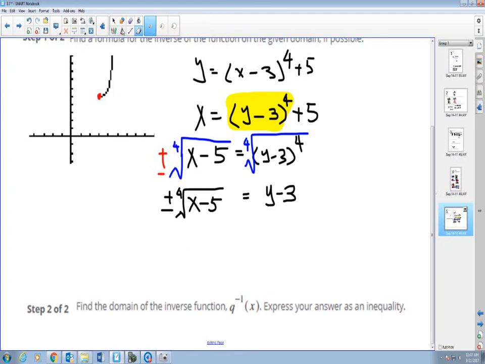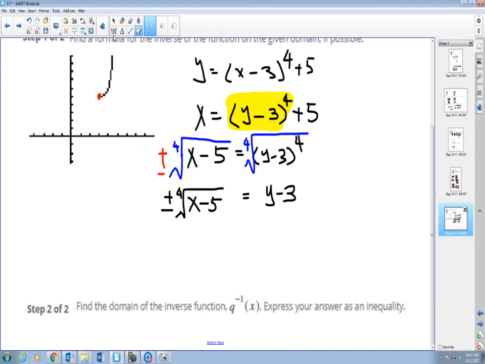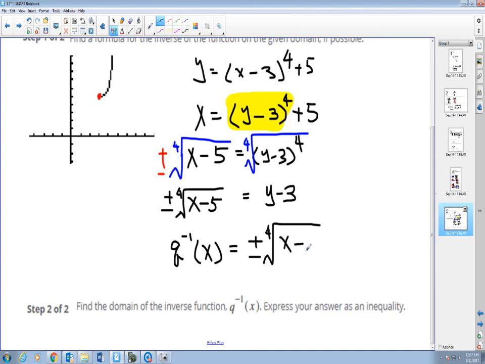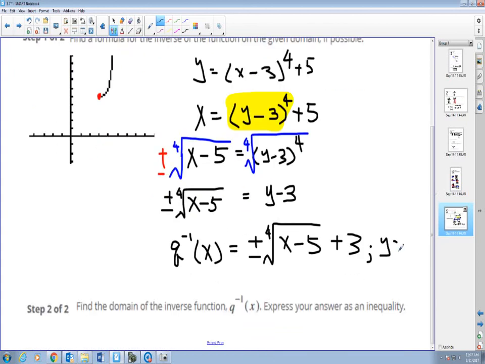Because now my inverse function is supposed to be the positive or negative fourth root of x minus 5 plus 3. So if I'm interchanging my x and y variable, then my constraint also got to be switched over. So for my inverse function, the constraint is not x greater than or equal to 3. It's y that's going to be greater than or equal to 3.